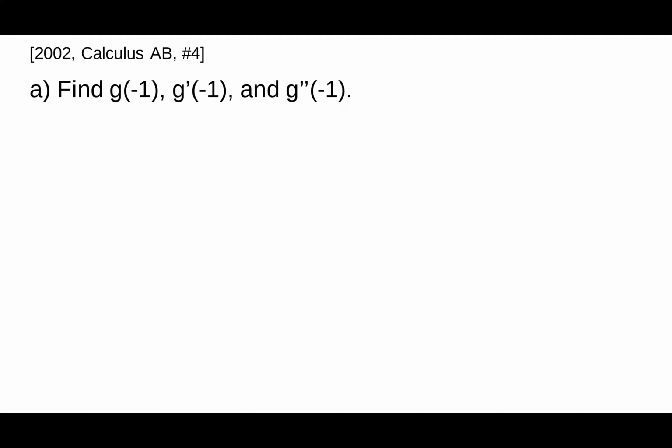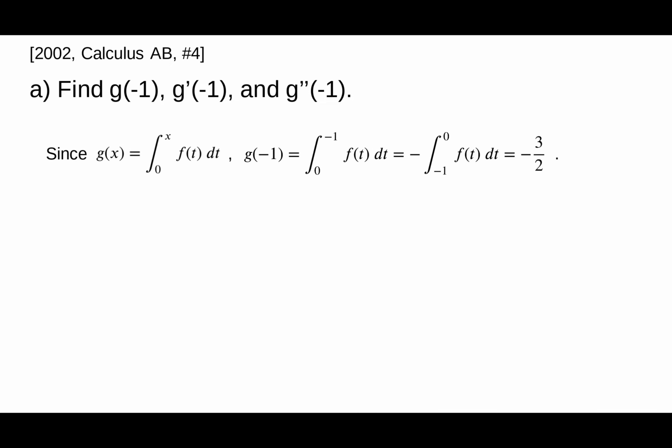In part A, we are asked to find values for g of negative 1, g prime of negative 1, and g double prime of negative 1. By definition, g of x is the integral from 0 to x of f of t dt, so g of negative 1 would just be the value of that definite integral from 0 to negative 1 of f of t dt, which, if we apply properties of integrals, would be negative integral from negative 1 to 0 of f of t dt, which turns out to be negative 3/2.